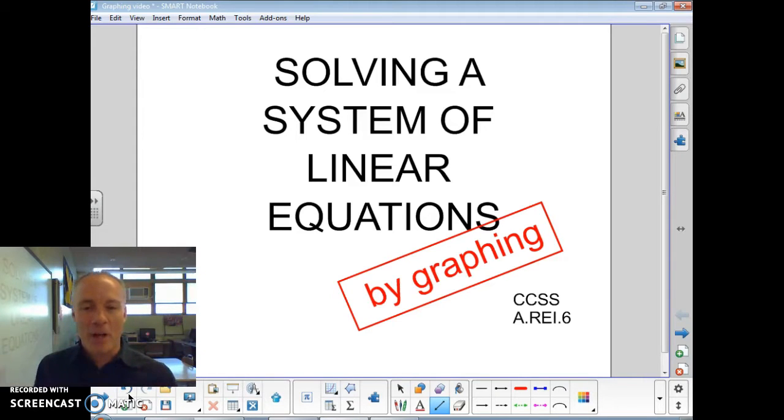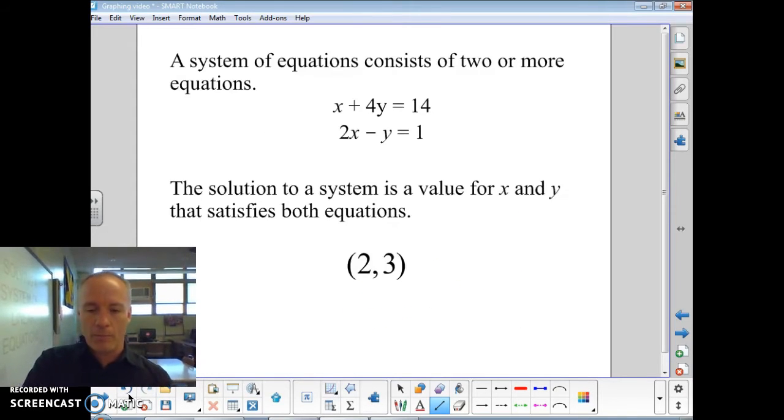Today we're talking about solving systems of linear equations. That's this whole chapter. Today the first one we're going to work on is graphing. So, a system of equations consists of two or more equations. The solution to a system is a value for x and y that satisfies both equations. So what we're suggesting is that (2, 3), x equals 2, y equals 3, has to fit in both of those equations in order to be a solution to that system of equations.